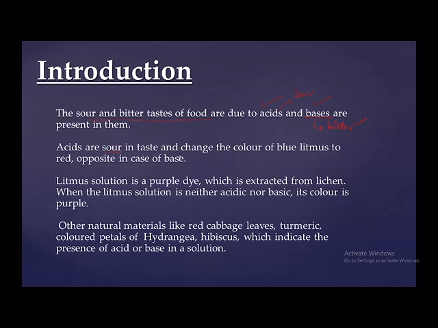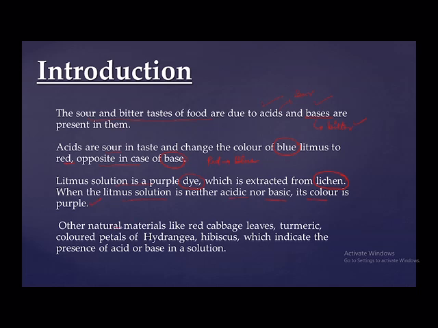Acids are sour in taste and change the color of blue litmus paper to red, whereas the case is opposite in bases. The red litmus paper turns blue in contact with a base. Litmus solution is also a type of natural indicator. It is a purple colored dye which is extracted from a symbiotic association known as lichen. Litmus solution is neither acidic nor basic. Generally its color is purple.